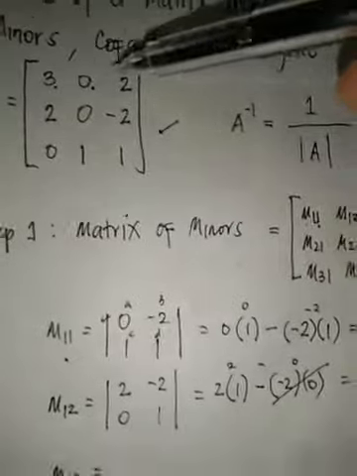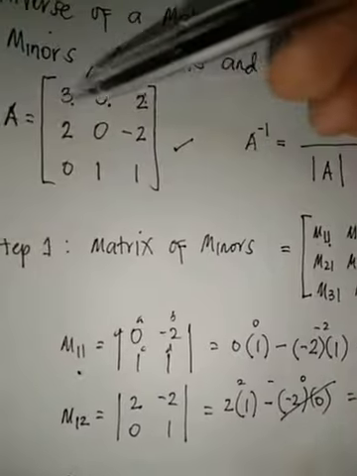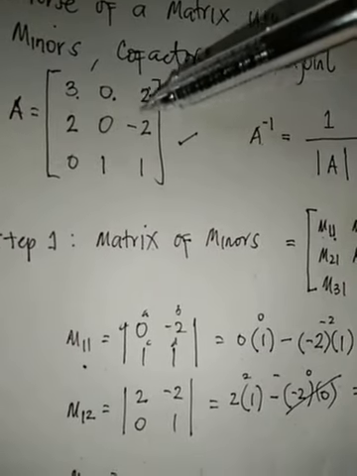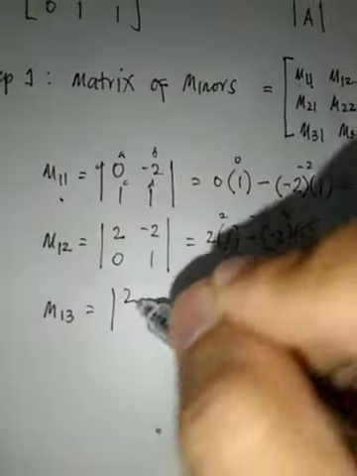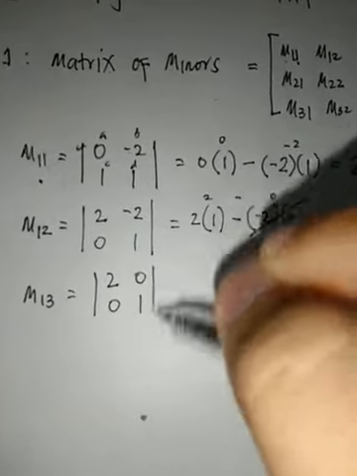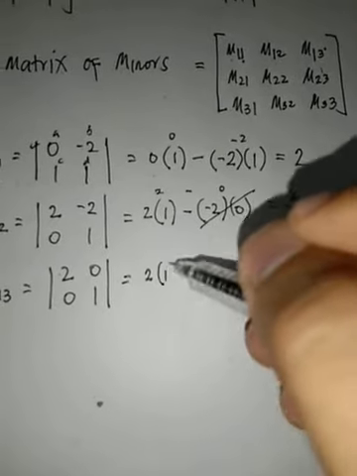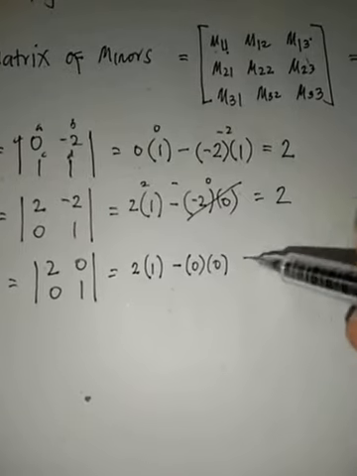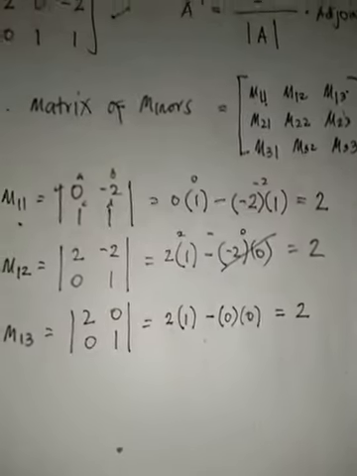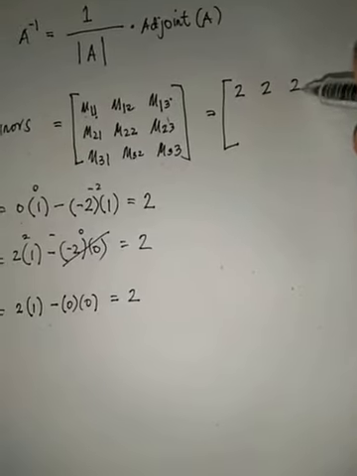Okay. How about the M13? So, same procedure. Pag M13, dito siya sa 2. Disregard the first row and the third column. So, ang naiwan is 2, 0, 0, 1. Then, get the determinant. 2 times 1 minus 0 times 0. So, the result is 2. Okay? So, meron na tayong 2.